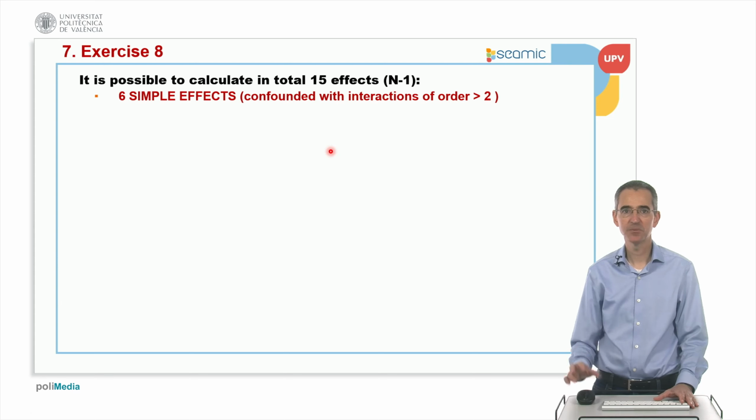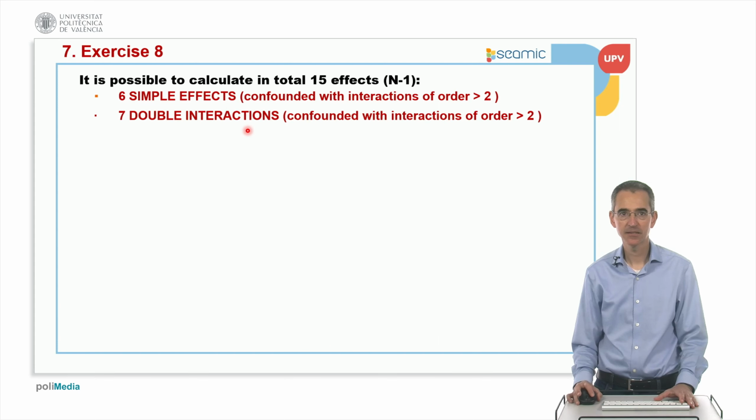In this case, it's possible to compute 15 effects, 6 simple effects which will be confounded with interactions of order higher than 2, which is good, okay? So it's very convenient that we can compute these simple effects. Also, it is very interesting because we will be able to study 7 double interactions, because they will be confounded with interactions of order higher than 2. But as I explained in a previous video, these interactions usually are not important, are not relevant. So it means that we can assume that the effect of these interactions is very small, and then we will be able to compute those double interactions.